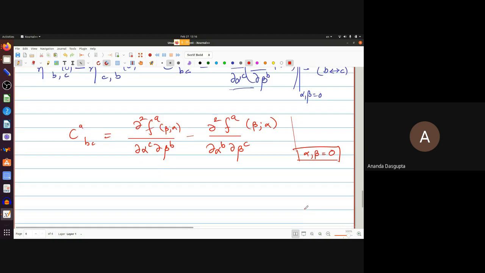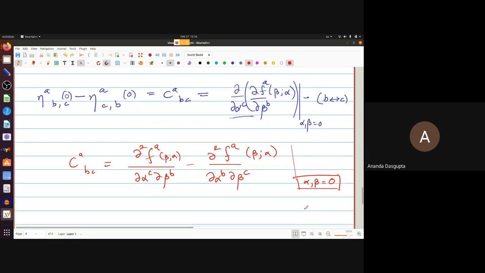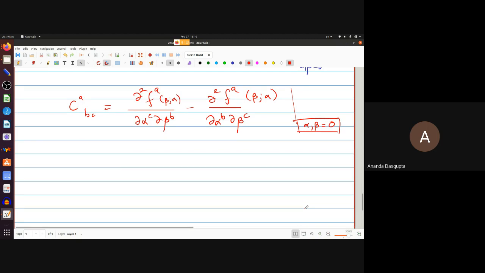And finally, is this clear before I move on to the final step? If there's no response, I'm assuming this is perfectly obvious. But remember, Fj of alpha beta, we just wrote down the expansion at the beginning of this class. What was Fj of alpha beta? Alpha j plus beta j, plus A J K L alpha k beta L, plus higher order terms.